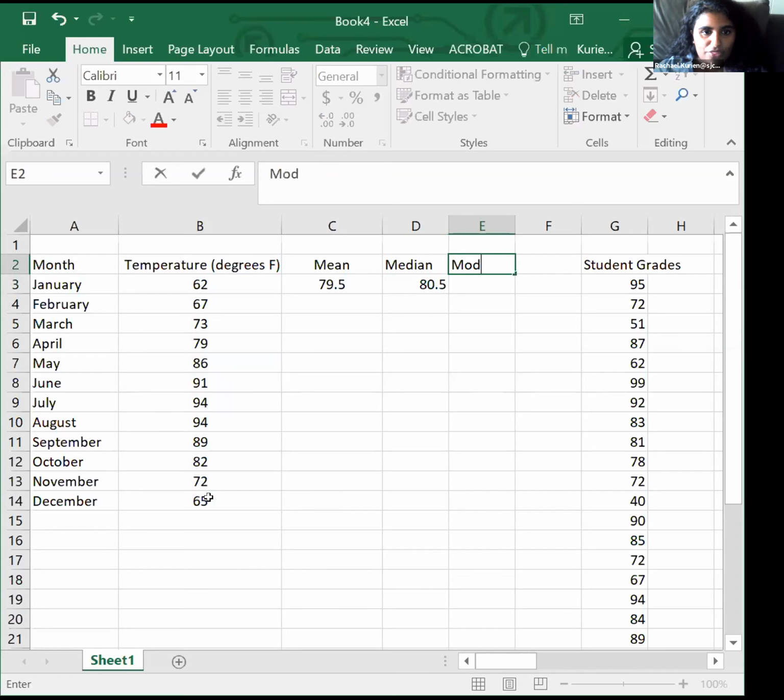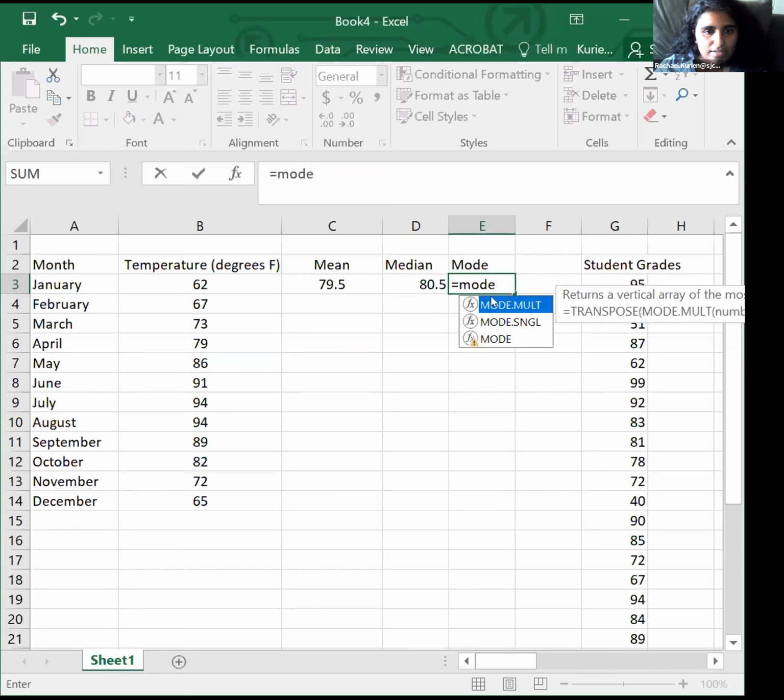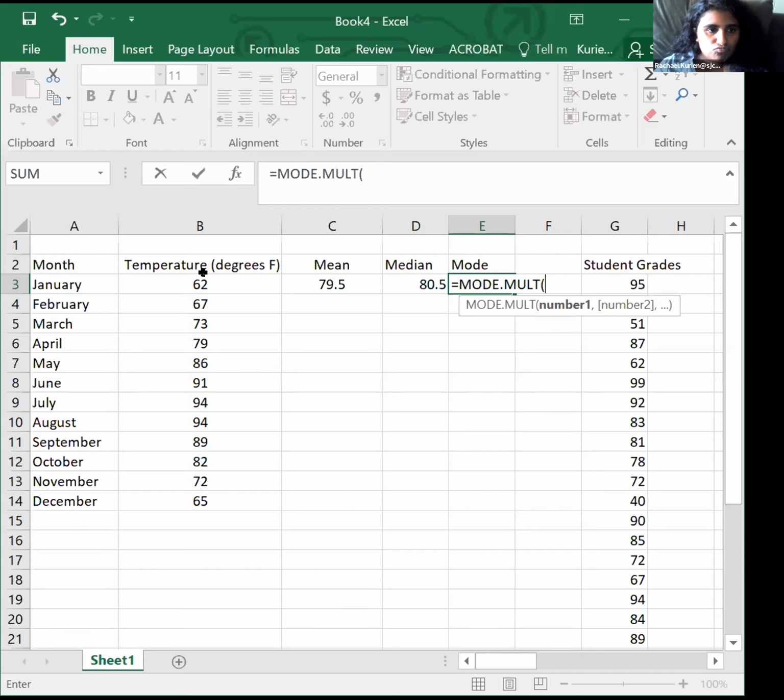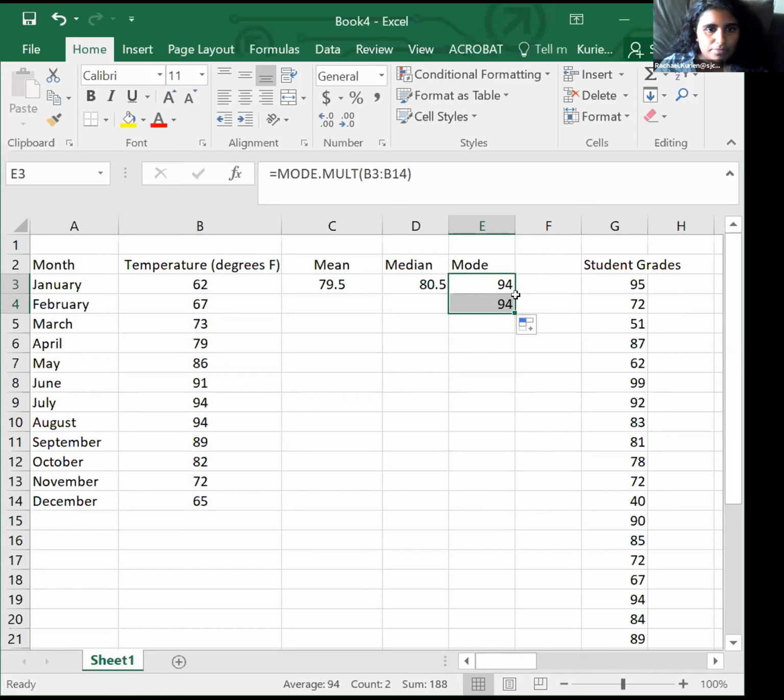Lastly, if we want the mode, I'm gonna hit equals and hit mode, multi, and then drag all the way down. And let's see if there's more than one mode. Nope, only one mode. Otherwise, it would show another number. So here we have our answer in less than, what, a minute? Look how fast that was. I think it's just amazing.